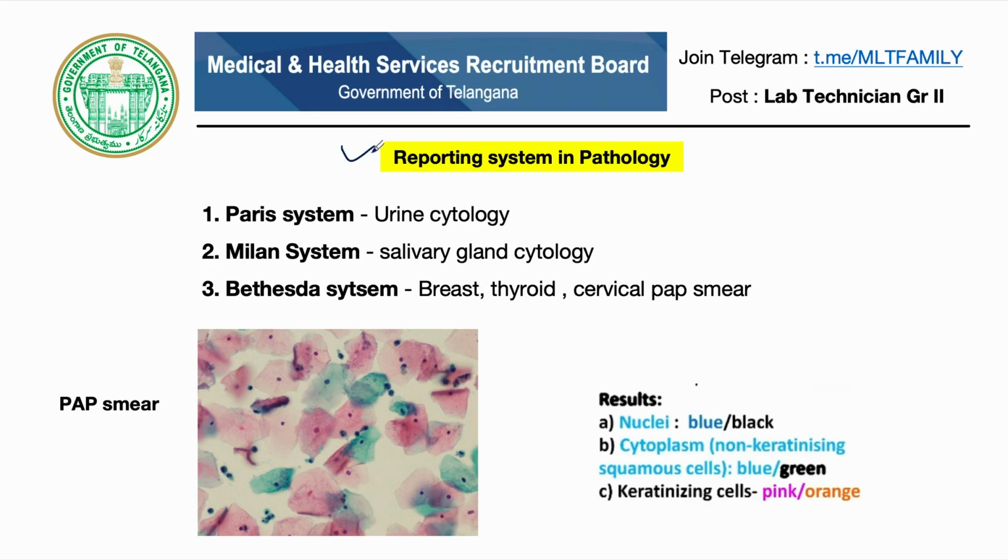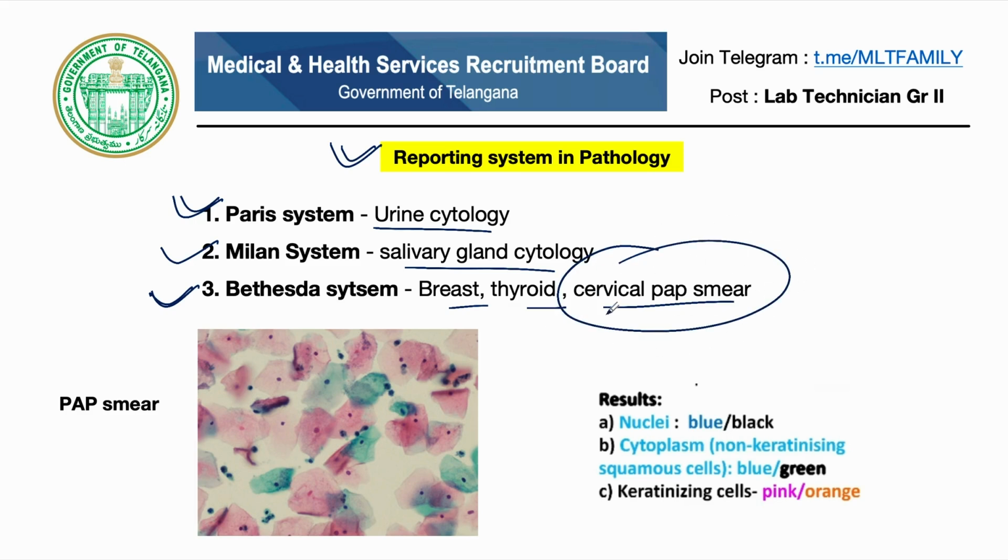There are certain reporting systems in pathology. Maybe you will get a question, or maybe you will not. There is the Paris system of reporting, which reports urine cytology. So what is a reporting system? It standardizes the process of reporting for a certain sample type, for example urine or salivary gland cytology. The Milan system is for salivary gland cytology. The Bethesda system is for breast, thyroid, and cervical Pap smear. So a cervical Pap smear is reported by the Bethesda system of reporting.